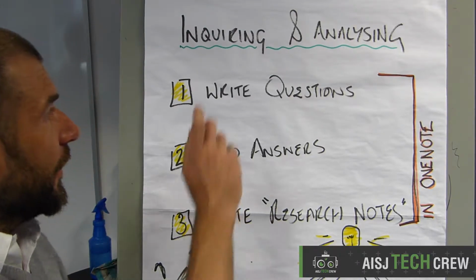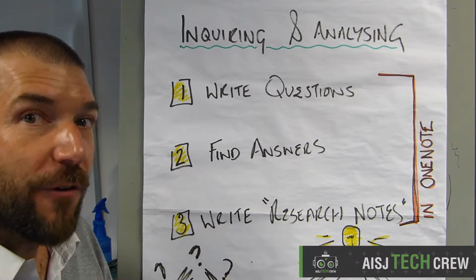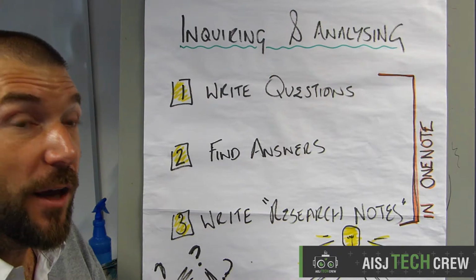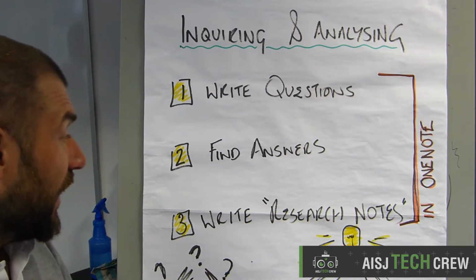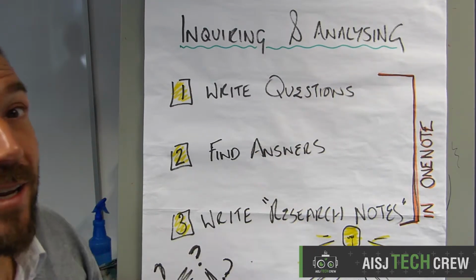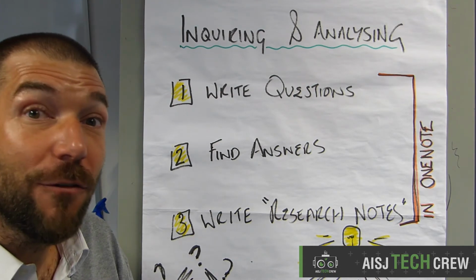So, first step, write some questions, at least 10. Second step, find the answers, document everything that you're finding in your OneNote to create a set of research notes, and then write something about the stuff that you found in order to analyse what you found. Okay? That's the inquiring and analysing stage of your project.